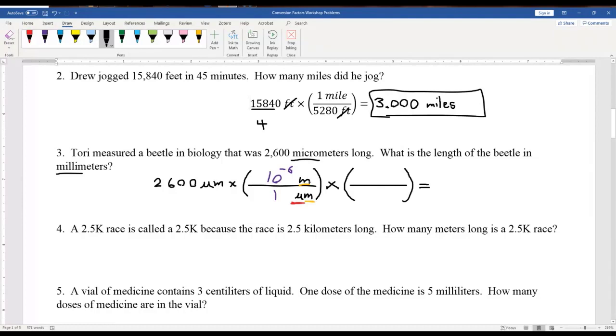Okay, so meters is up here. Micrometer has already canceled out. So what unit goes on the bottom of the next conversion factor? Yes, Phil? I'll take a shot and say meters. Yep, absolutely. And then what unit goes on top?